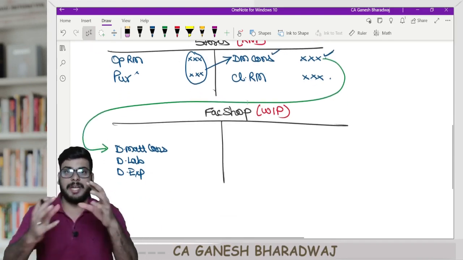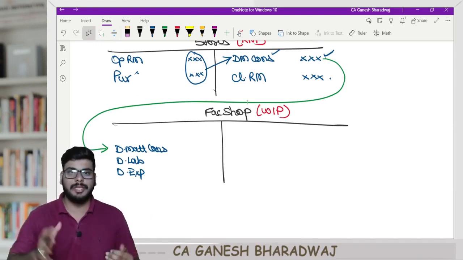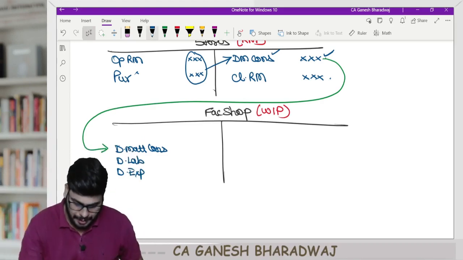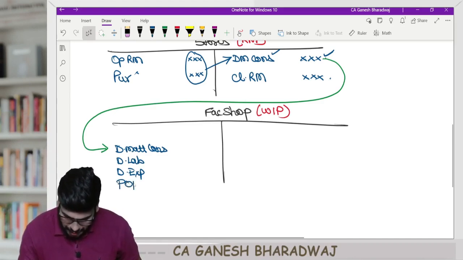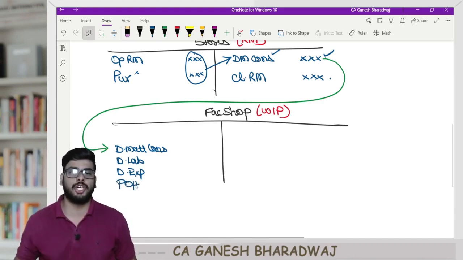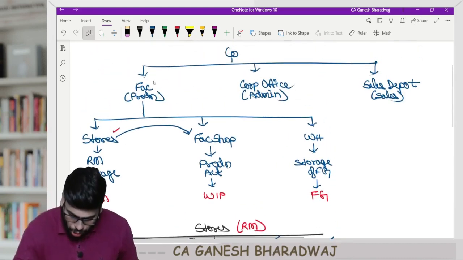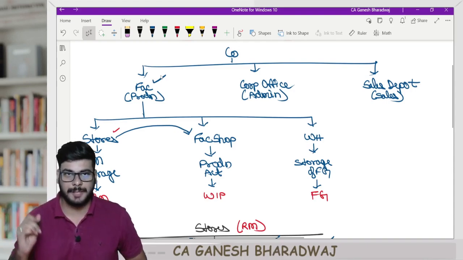So once the materials are fed into my machine, what happens? Along with that, it will not automatically get converted into FG. Labor and direct expenses will also be incurred, and production overheads will also be incurred. What do you mean by production overheads? Production overhead means all the indirect costs incurred inside the factory. Are you clear with this? So all the indirect costs incurred inside the factory are called production overheads.